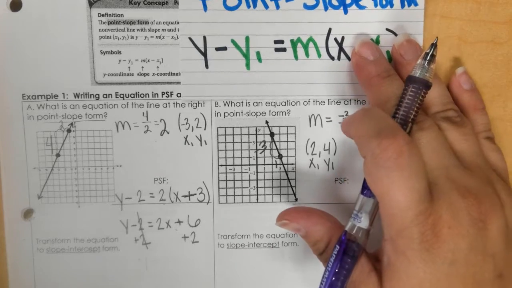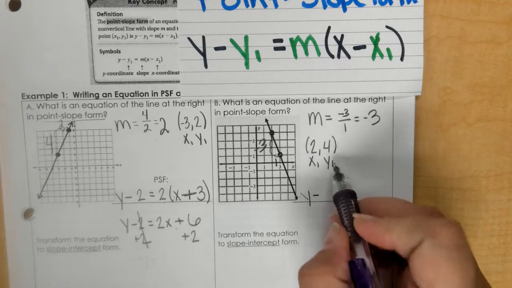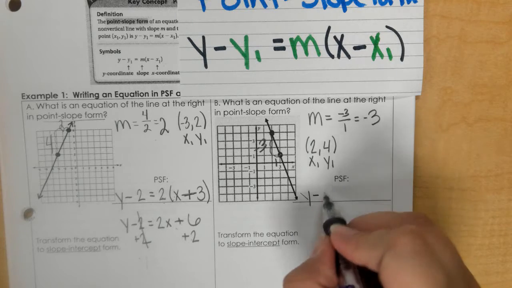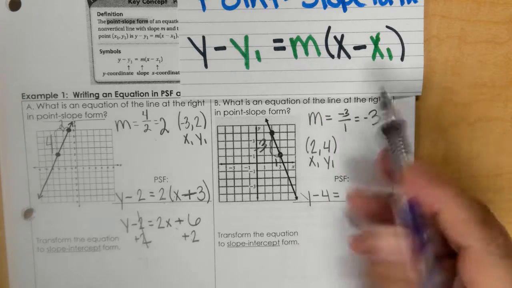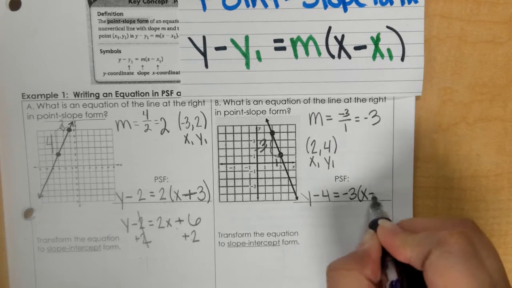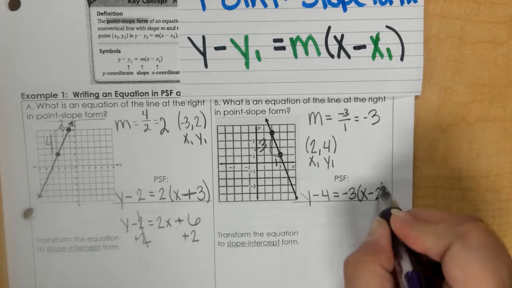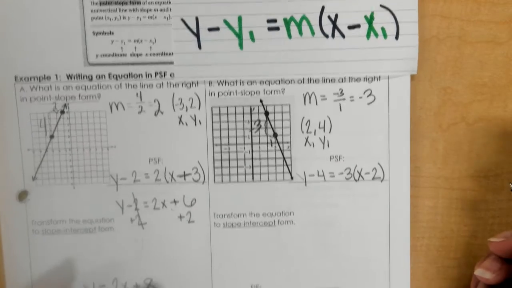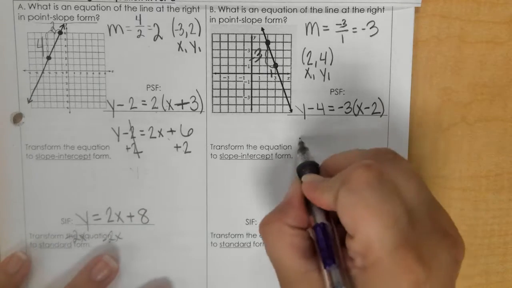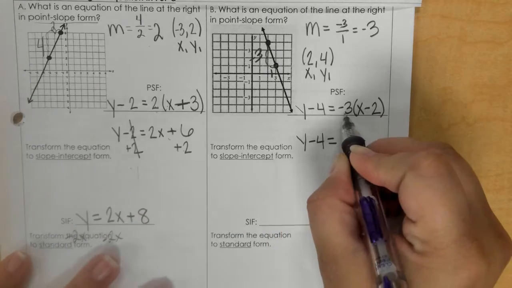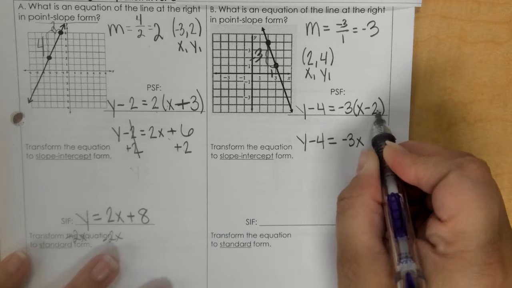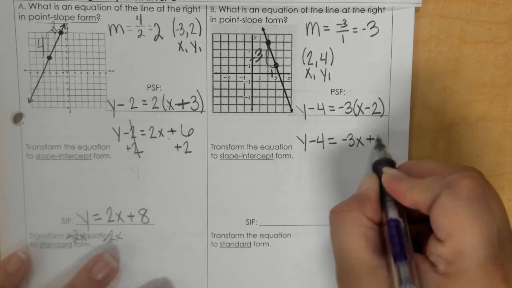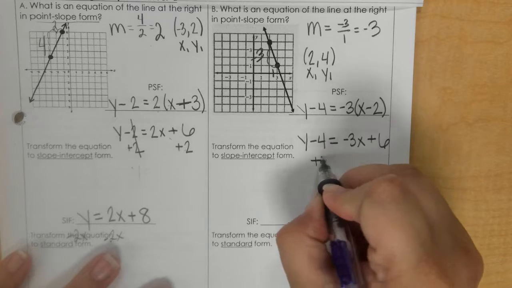And then we could use this to help us write our equation. So we've got y minus y1, and y1 is 4, equals slope. Okay, slope is -3. And then x minus x1 is 2. Now, to go from PSF to SIF, I need to distribute. So y minus 4, multiply these, we get -3x. Multiply again, a -3 times -2 is +6. And then lastly, we're going to add 4.